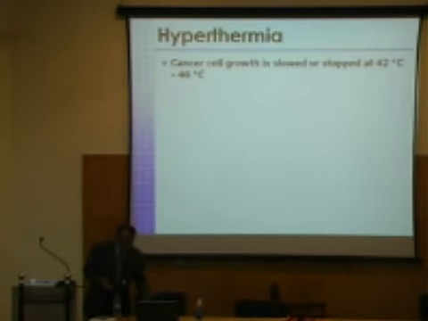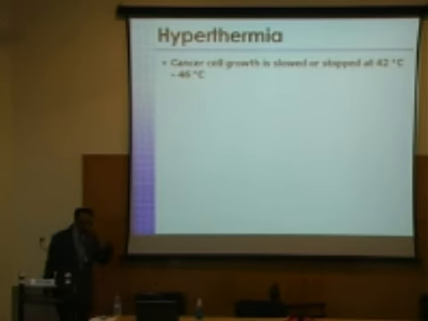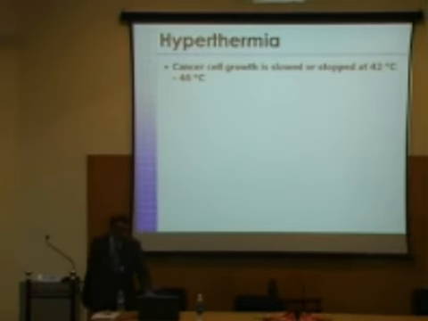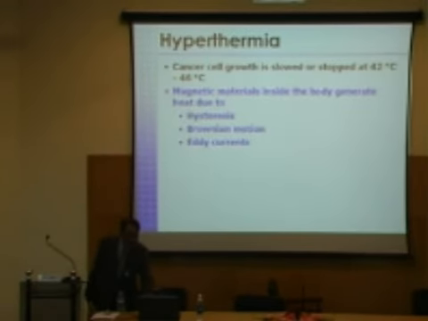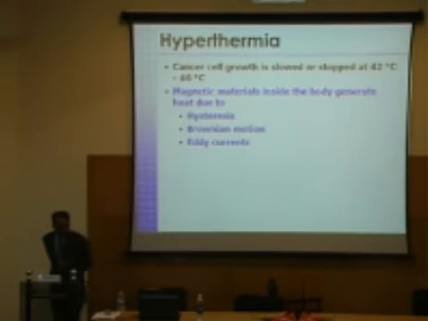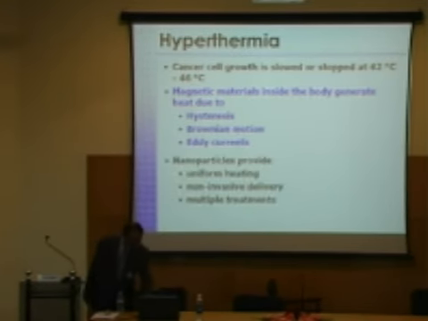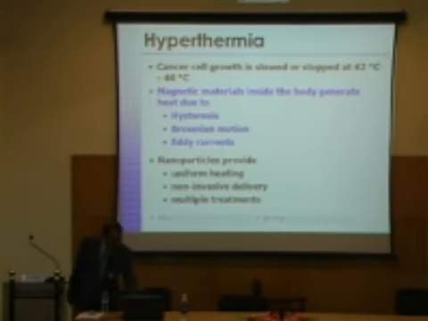Hyperthermia is another thing that is picking up a lot of interest in the magnetic nanoparticles. As you all know, most of the tumor cells die at about 42 to 46 degrees Celsius. So by injecting magnetic nanoparticles in the affected area, the magnetic nanoparticles generate a lot of heat because of hysteresis, Brownian motion, and eddy currents. That temperature increase in the local area will be enough to kill the cancer cells. So that's again a big important development that's going on.